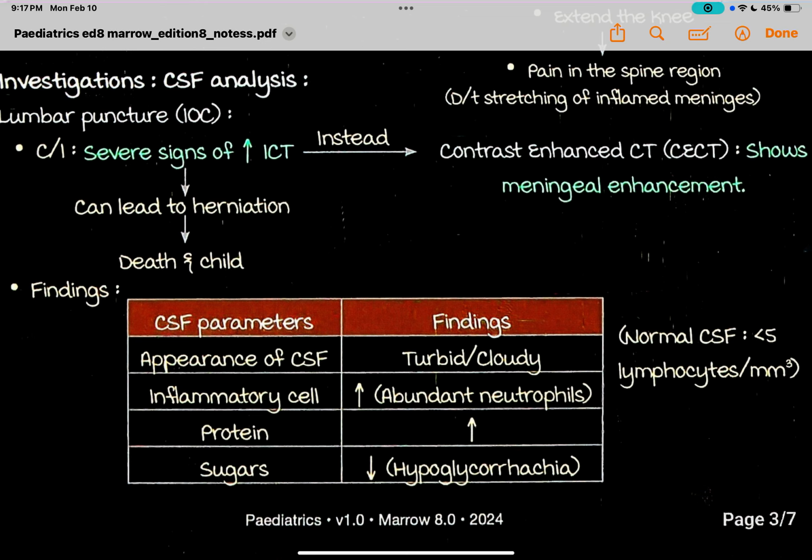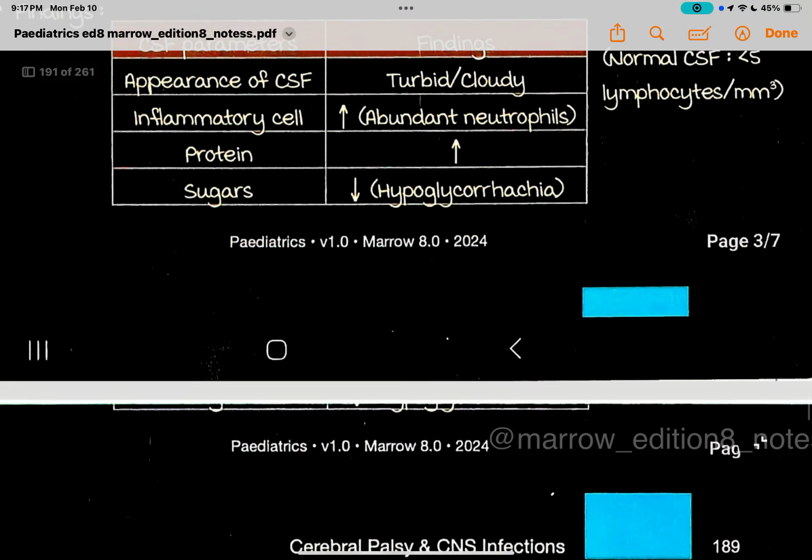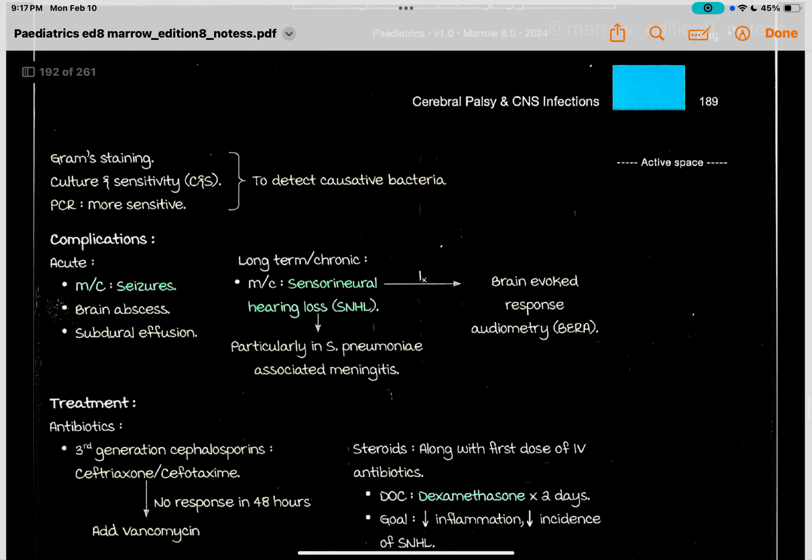Findings: CSF parameters and findings. Appearance of CSF: turbid or cloudy. Inflammatory cells: increased, abundant neutrophils. Protein: increased. Sugar: decreased, hypoglycorrhea. Normal CSF has less than 5 lymphocytes per mm cube.